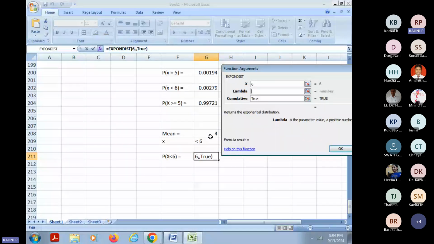Lambda is nothing but what? 1 by mean. Okay, 1 by mean. Mean is equal to what? 4. Clear? So what is the lambda? It is 1 by mean. Then okay. Just click okay. This is the probability.